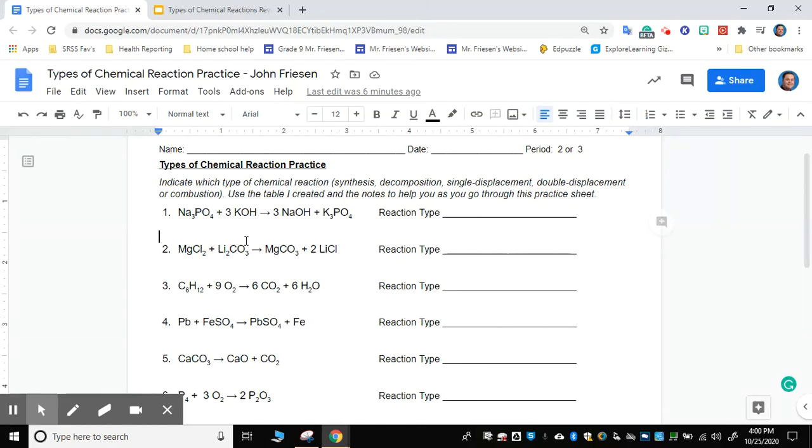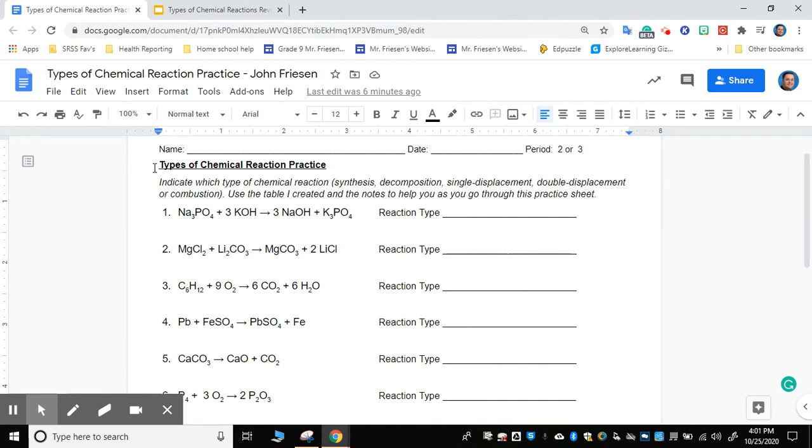Okay, so I'm going to be going through some of the answers for the types of chemical reactions practice. Here we indicate which type of chemical reaction is occurring based on what we can see, whether it's a synthesis, decomposition, single displacement, double displacement, or combustion reaction.